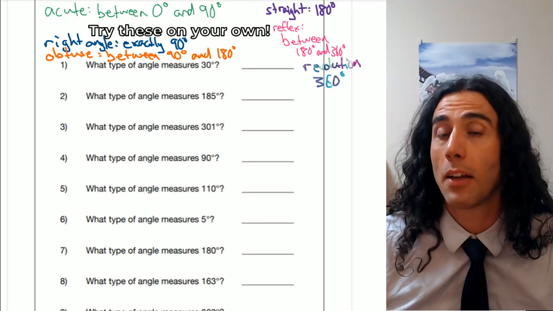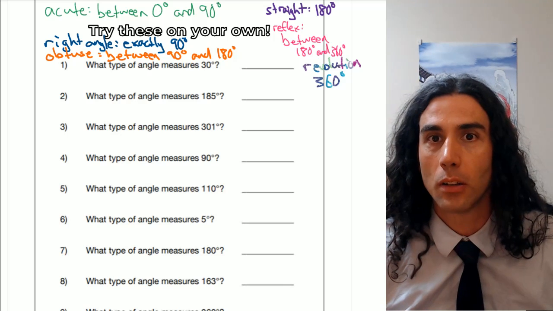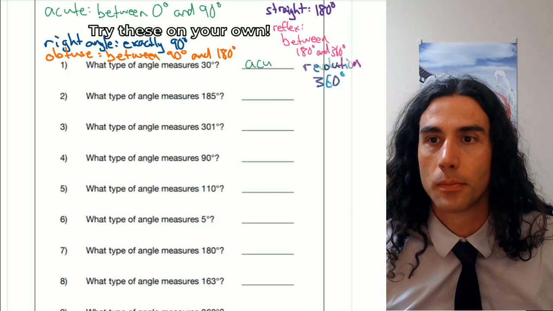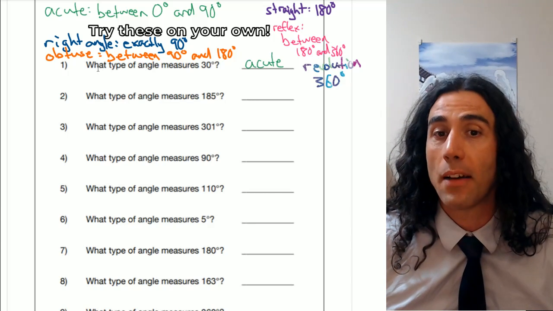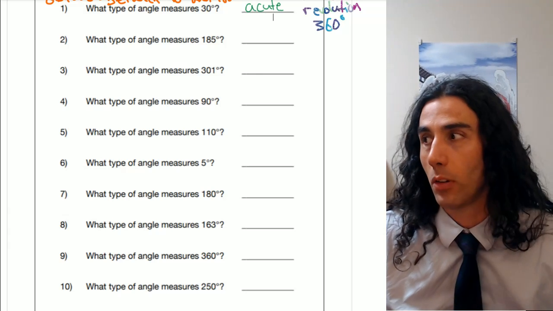All right, I want you to have a go. For the first one, all you have to do is ask what type of angle is 30? Well, that's between 0 and 90, so that's acute. I want you to have a go at 2 through 10, and that's it. You pause, I pause.